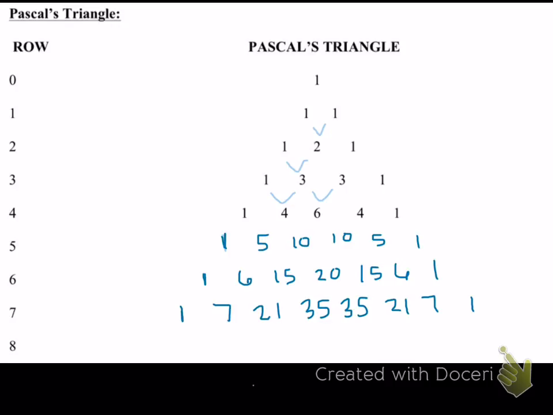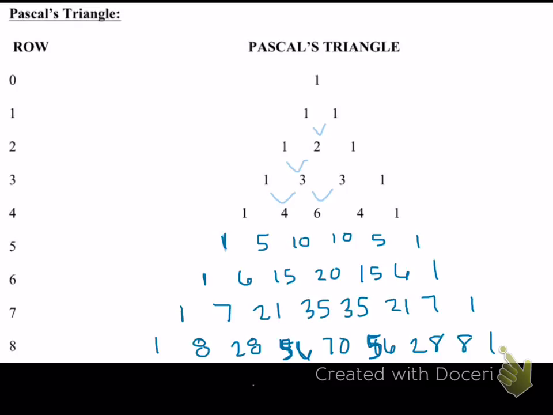And then the last row, 8, we have 1, 8, 28, let's see, 46. And then we go back down. No, we don't. I lied. We have 70 here. Now we go back down to 40. And by 46, I mean 56 there. And then 28, 8, and a 1.